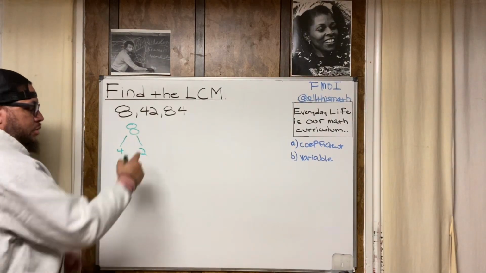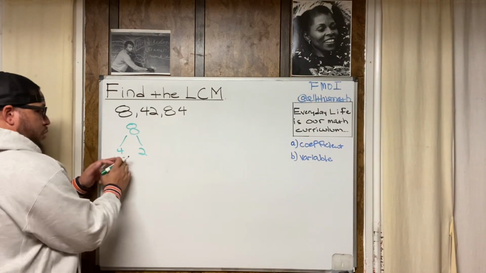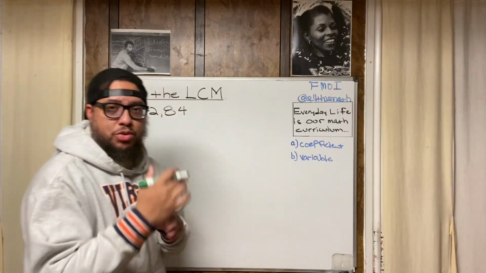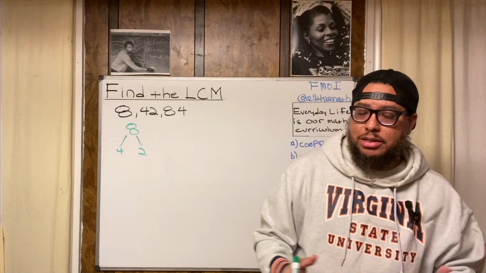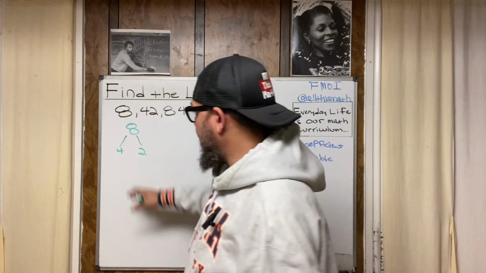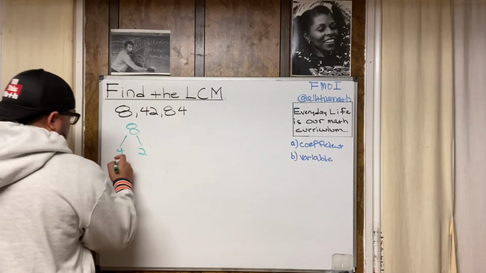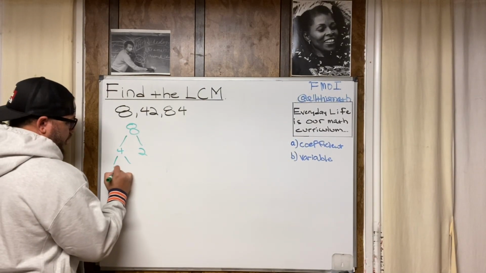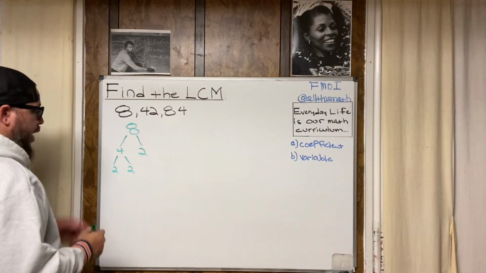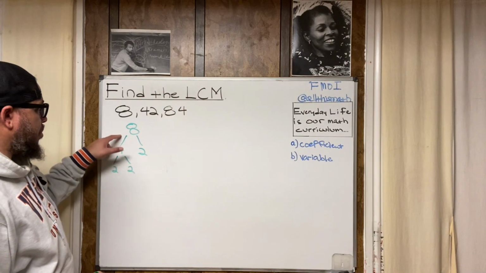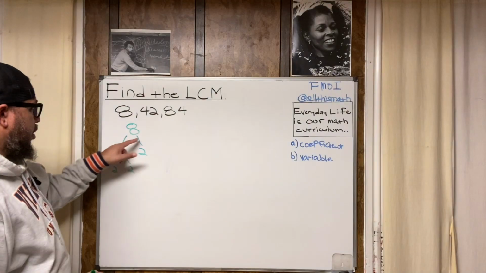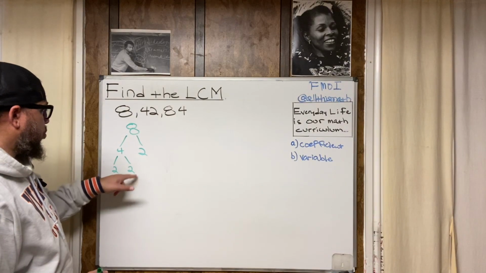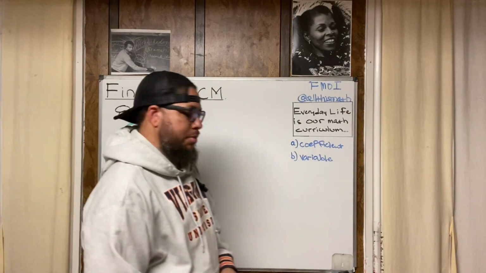2 is a prime number, so I can't decompose 2 anymore. 4 is composite, meaning 4 has more than 2 factors, so I can break 4 down into 2 times 2. Now I have all prime numbers at the ends of my tree branches: 2, 2, and 2. So I'm done with 8.